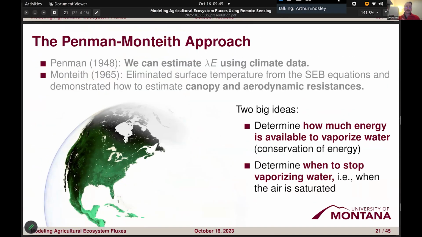And this is really possible from a modeling perspective because of two big ideas. So Penman-Monteith, what it really does for us is it helps us determine how much energy is available to vaporize water, and this is based on conservation of energy. And then there's a stopping criteria. So we start vaporizing water, and then we stop vaporizing water when the air is saturated. Those are the two big ideas behind Penman-Monteith.